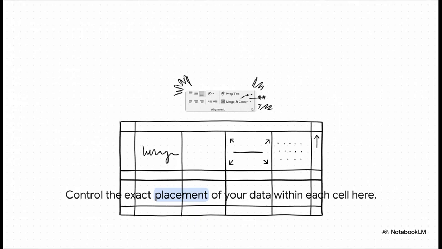For instance, there's a great button here called Wrap Text. If you have a long sentence, it'll automatically make the cell taller so everything fits, instead of letting it spill over into the next cell. It's all about keeping things neat and tidy.